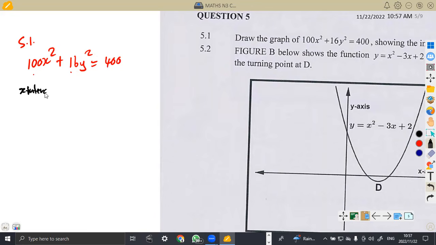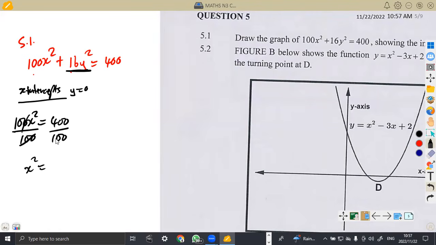For the x-intercepts, we know this is when y is equal to 0. So if y is equal to 0, you're going to remain with 100x² = 400. Divide by 100 both sides. We are going to have x² = 4. To find x, square root both sides. So x, the square root of 4, is plus or minus 2.